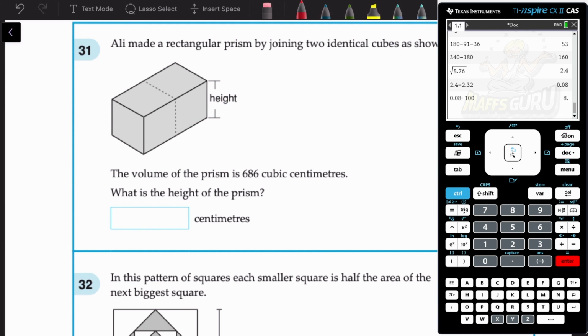Hopefully this is the last page. Ali made a rectangular prism by joining two identical cubes together. The volume of the prism is 868 cubic centimeters. What is the height of the prism?